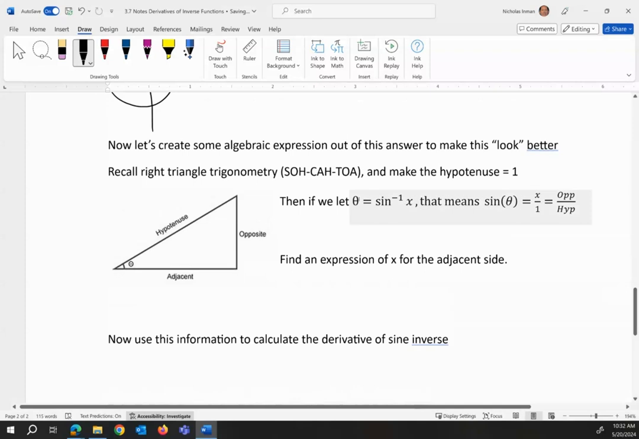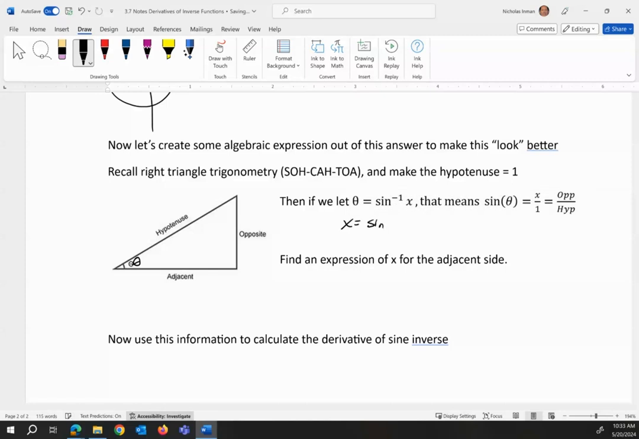If we say that our angle theta is from sine inverse, so if theta is here, sine, if you remember, on a triangle is opposite over hypotenuse. So if theta is sine inverse, that means if we rearrange, x equals sine of theta. So we can make this x over 1. So the opposite is an x and the hypotenuse is a 1. Great. Can you find an expression for the adjacent side?